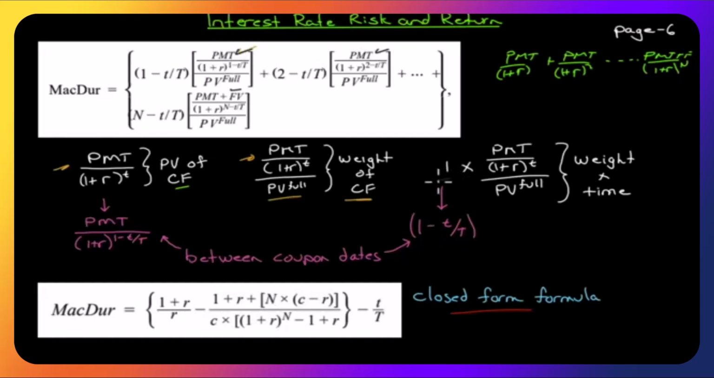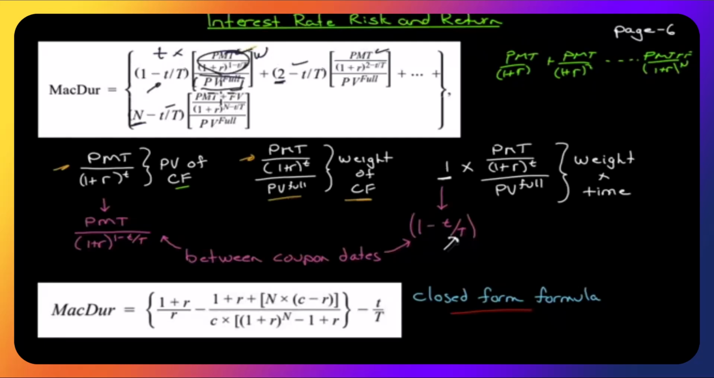Well, if this is the first cash flow, you weight it by 1. If it's the second cash flow, you'll weight it by 2. If it's the last cash flow, you weight it by n. But if you're between coupon dates, remember it is 1 minus t over t. And that is what is going on here. This is just the time to the receipt of the coupon. This is the present value of the coupon. When we divide it by the present value, the full price of the bond, we get the weight of the coupon. So it's just time times weight for the first coupon, for the second, for the third, all the way to n. That's all we did in the spreadsheet. That's all that thing is.